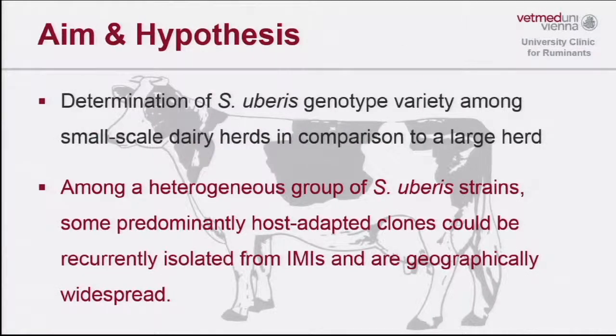So now, this is the right slide, I'm sorry. This research was usually conducted in large dairy herds, for example, in New Zealand and the United States. And for that reason, we wanted to determine the Strep uberis variety in small herds that are typical for Austria and a large herd in comparison. Our hypothesis was that Strep uberis strains are a heterogeneous group, but some clones are predominant, host-adapted, and widespread.